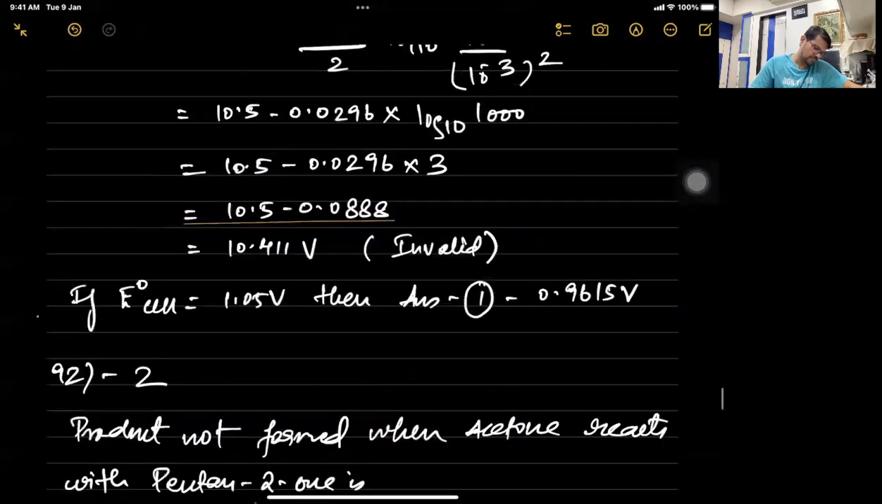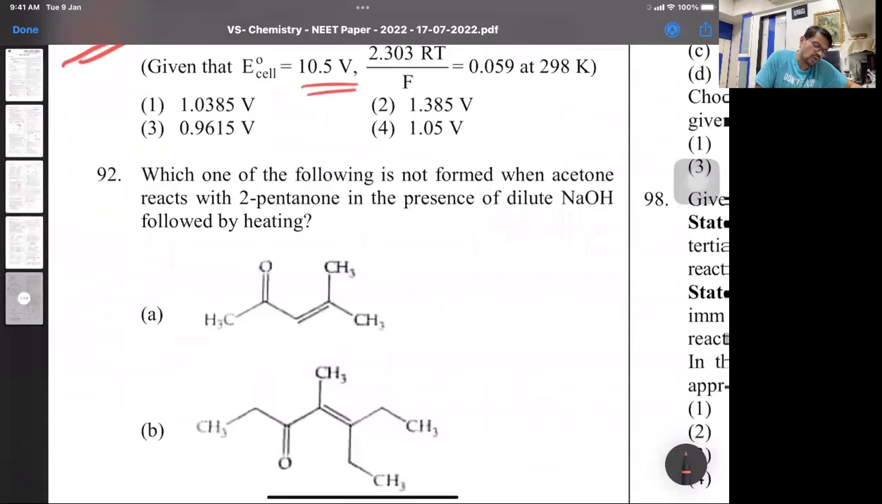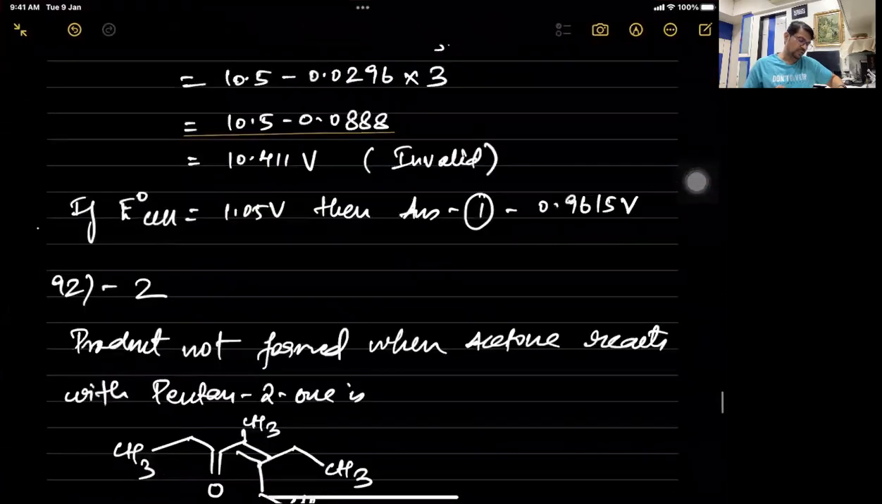91st one. Now it says which of the following is not formed when acetone reacts with pentane-2-one in presence of dilute NaOH. Here the faster way is, this is basically what we call cross ketol condensation. First acetone will give self condensation products, then pentane-2-one will give self condensation, and then there will be two cross products. So the compound which is not formed here is going to be the D one. Why the D one? Observe this carefully.